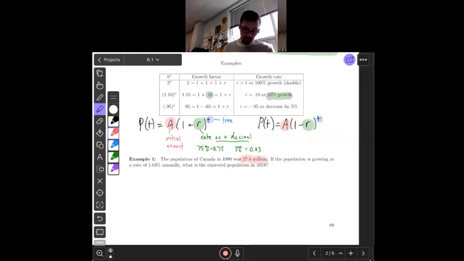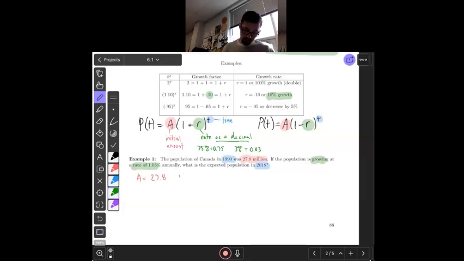Population is growing, so there's an important word, growing at a rate of 1.03% annually. So there's my rate, and they tell me it's growing. And then what's the population in 2018? So I need these years here to help me with the T value. So our A is 27.8. We need to keep in mind that that's in context of 27.8 million. So when we answer our question, we write that out as millions of people, not just people.